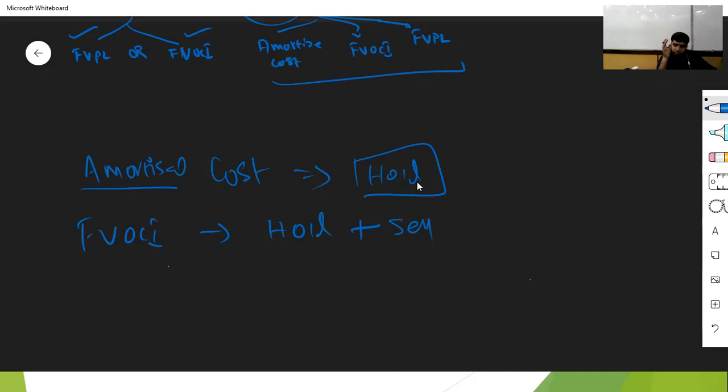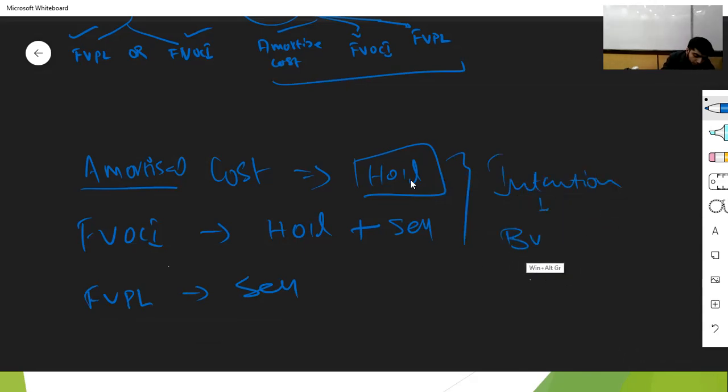But the default assumption is if you have bought this debt instrument for the sake of trading, you have no intention to hold it. So IFRS says that if you have purchased this investment exclusively for sale, you need to recognize this investment as fair value through P&L. This intention, IFRS says, is known as what? Business model.